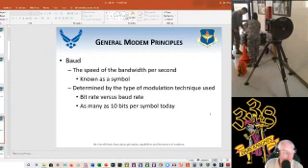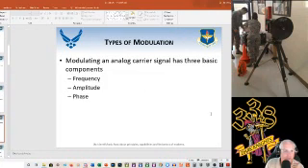So first of all, we look at baud rate, or baud. You can see it's the speed of the bandwidth, and it's also known as a symbol. Now, symbols and bauds, as you can see right now, are interchangeable. So let's take a look at the different types of modulation. We got frequency, amplitude, and phase.